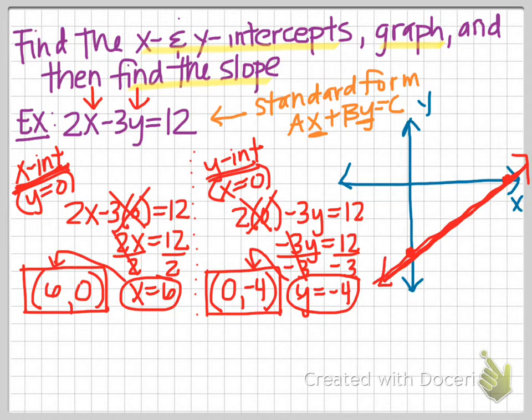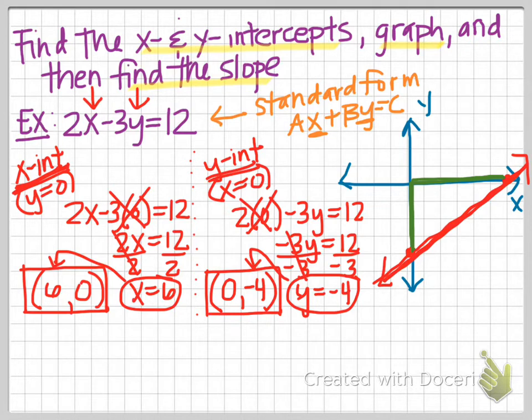The last thing we're going to do is to find the slope. So whenever you're finding slope, I kind of showed you, you already have your triangle, right? Your x and y intercepts, they make a triangle with your x and y axes. So you just have to count.